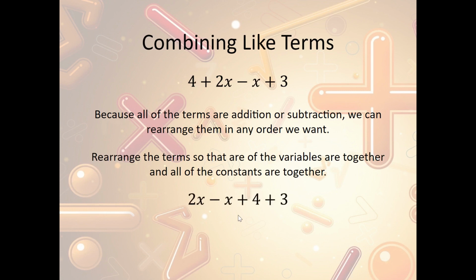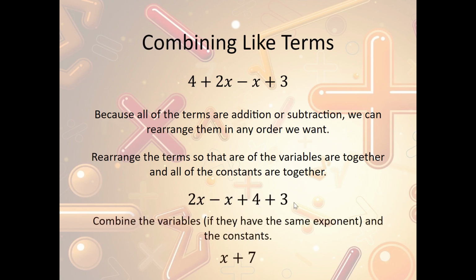So now it's a whole lot easier to see what the like terms are because they're all grouped together. So now we can say 2x minus x is x, because that's really 2x minus 1x. So we can subtract the coefficients. 2 minus 1 is 1. And then we can add the constants. 4 plus 3 is 7. So we get x plus 7.